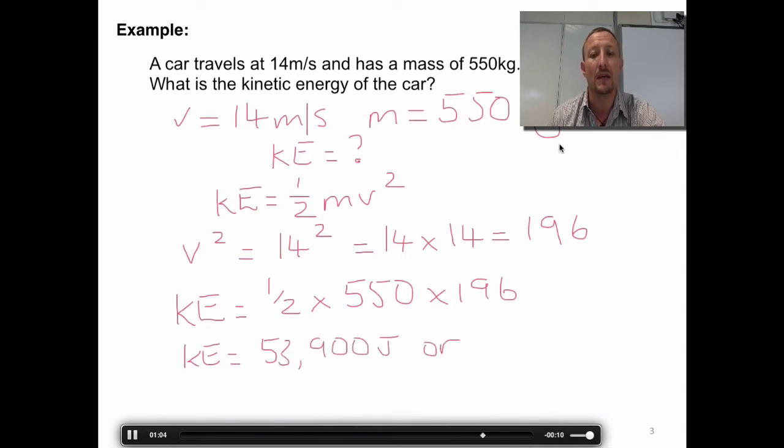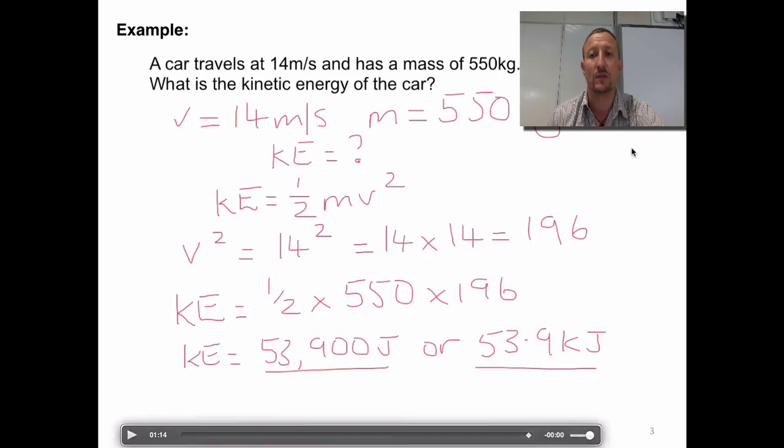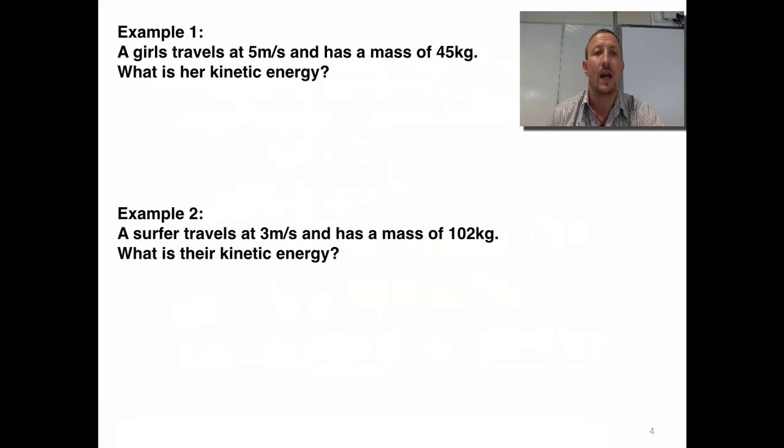Now, this could be converted into 53.9 kilojoules by dividing by 1,000. And this was the practice that we did in the previous example. Okay, so fairly straightforward. Now it's your turn. Have a go at these two examples. What I suggest you do is you pause the video and have a go at the examples doing exactly what I showed you earlier. Okay, I'll see you in a minute.